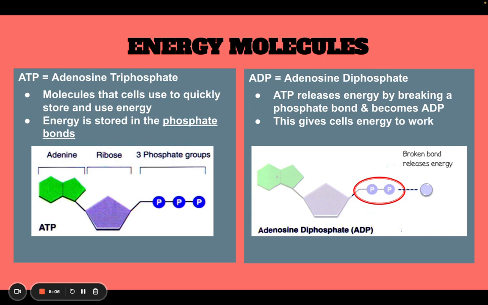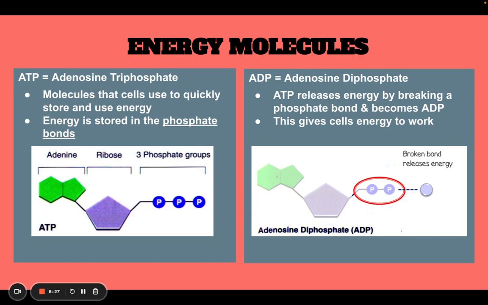So again, there are two types of energy molecules we are going to stick to in this class, which are ATP and ADP. The first is ATP, or adenosine triphosphate, which is a molecule that cells use to quickly store and use energy. The energy is stored within the phosphate bonds.